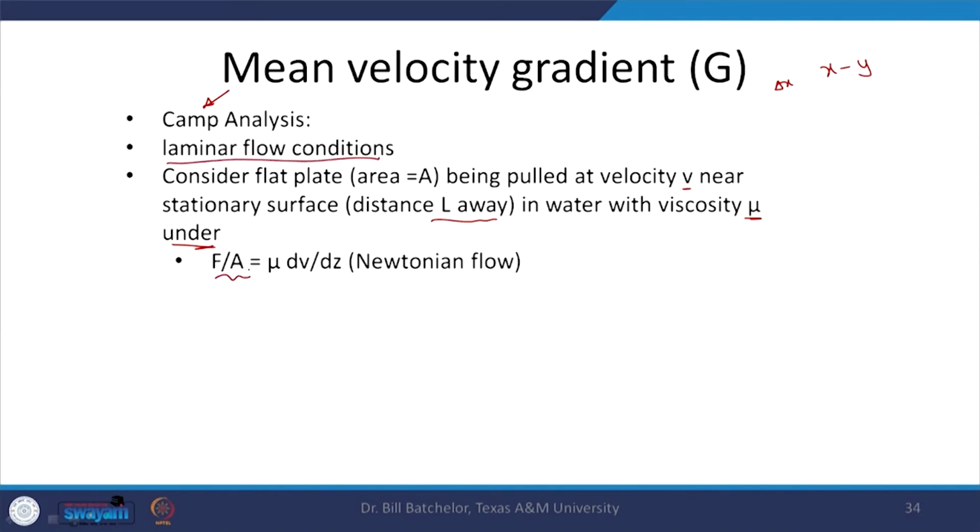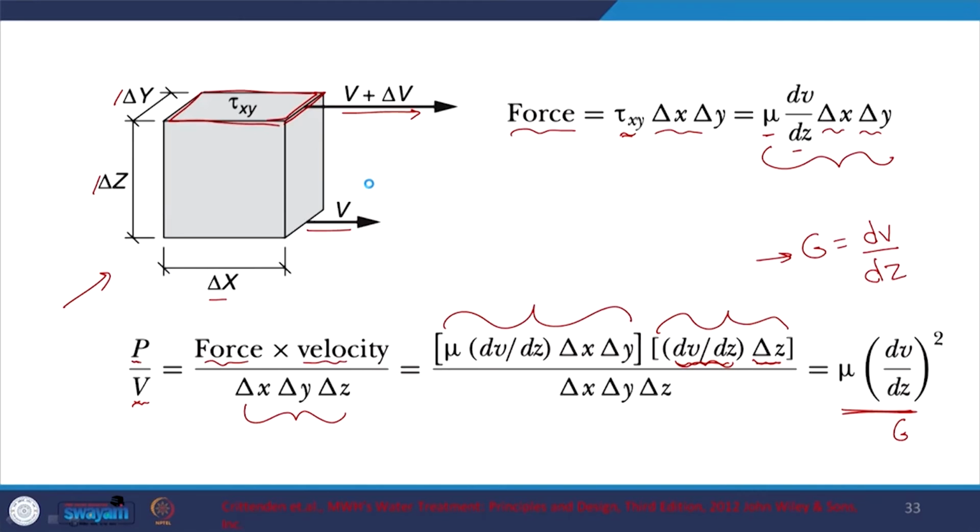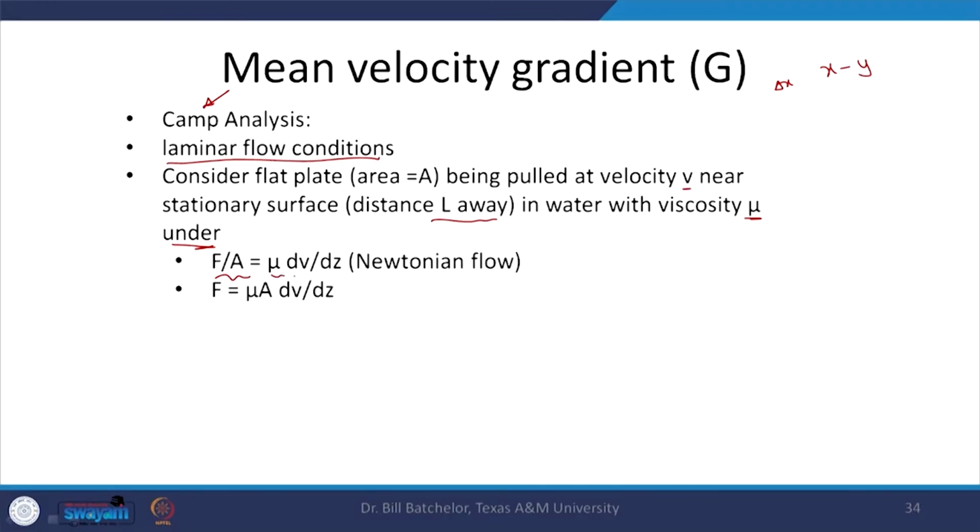So what is F by A on that particular plate in the xy plane? It's similar to what we have. F by A is mu into dv by dz, similar to what we had earlier. So F equals mu A dv by dz. I'm just presenting the previous information in a relatively better manner, which can be easily understood, right? Earlier, we took A to be delta x into delta y. That's something to keep in mind.